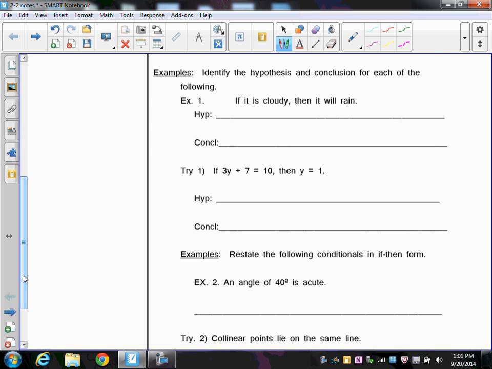So for our examples, we have to identify the hypothesis and conclusion for each of the following. So we look for our keywords if and then. Again, the words following the if are the hypothesis. So the hypothesis is, it is cloudy. And remember, that's represented by the letter P. The conclusion is the word following the then, so it's it will rain. And again, that's the letter Q.